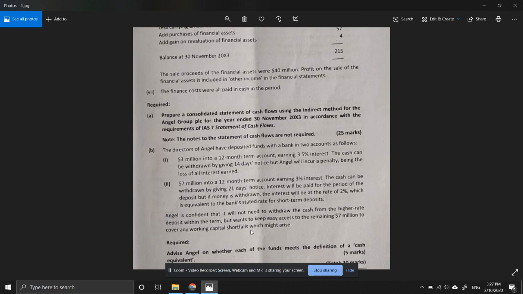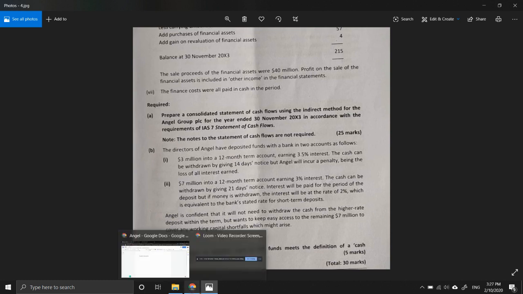So Angel is confident that it will not need to withdraw the cash from the higher rate deposits within the term, but wants to keep easy access to the remaining 7 million to cover any working capital shortfalls which may arise. So confident that it will not need to withdraw the cash from the higher rate deposit within the term, but wants to keep easy access to the remaining 7 million, right? And then advise Angel which of the funds meet the definition of cash and cash equivalent.